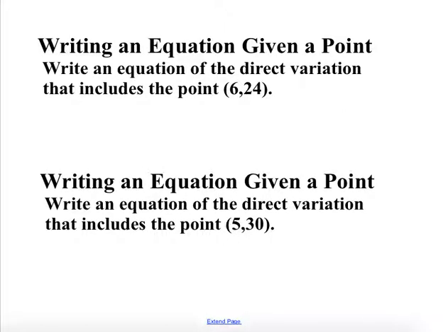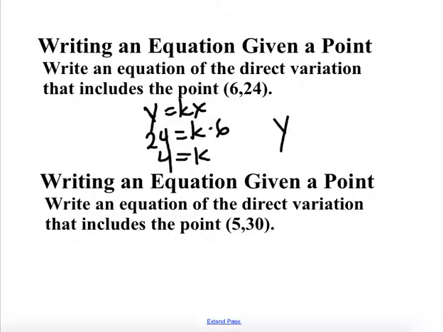And write an equation given the direct variation that includes the point (6, 24). So we say y is equal to kx. So 24 is equal to k times 6. Divide by 6 on each side and see that k is equal to 4. But we're not done because we need to write an equation, so we say y equals 4x. And the second one, same process, we get y is equal to 6x.